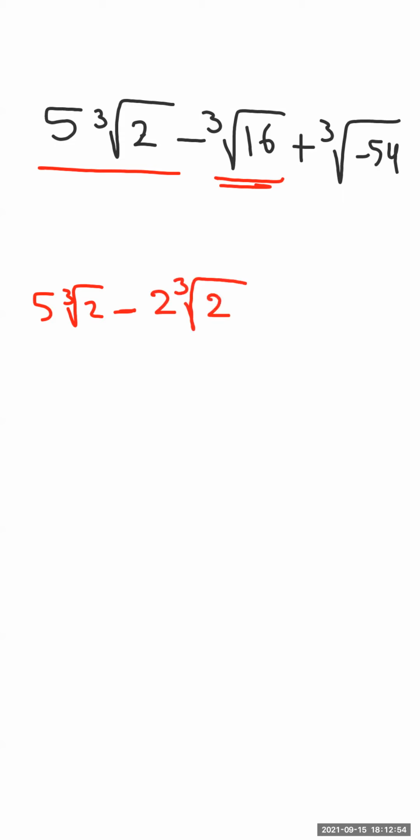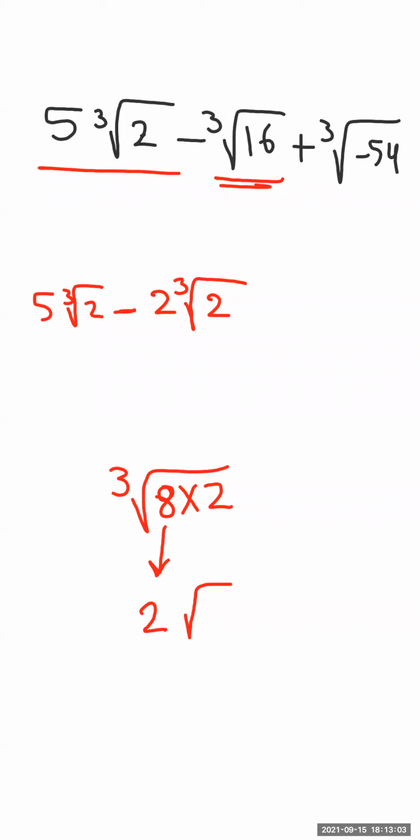Okay, guys? It's like this: cubic root of 8 times 2. So the cubic root of 8 means 2, then cubic root of 2. Clear? Any questions till now? No. Okay, then the last term.